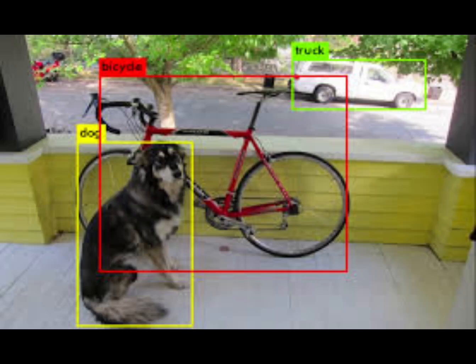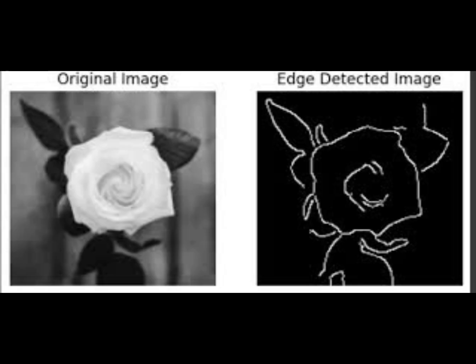Object detection sounds complicated, but it actually starts with something simpler. Edge detection. Let's see how OpenCV finds edges in an image and why that's the foundation of object detection.